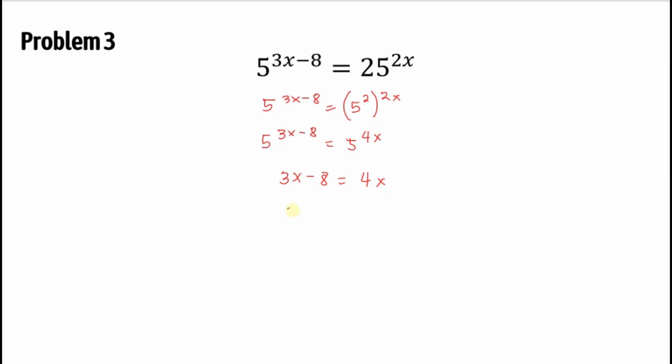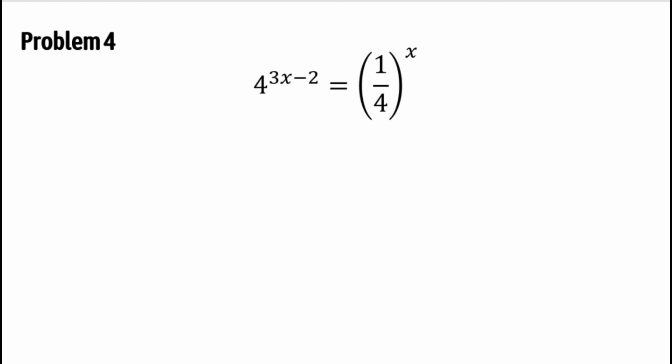Then, we have to transpose to solve for x. 3x minus 4x equals negative 8. Move to the right, positive 8. Then, 3x minus 4x is negative x equals 8. Therefore, the value of x is equal to negative 8. Why? Dividing both sides by negative 1. Okay? So, number 4.